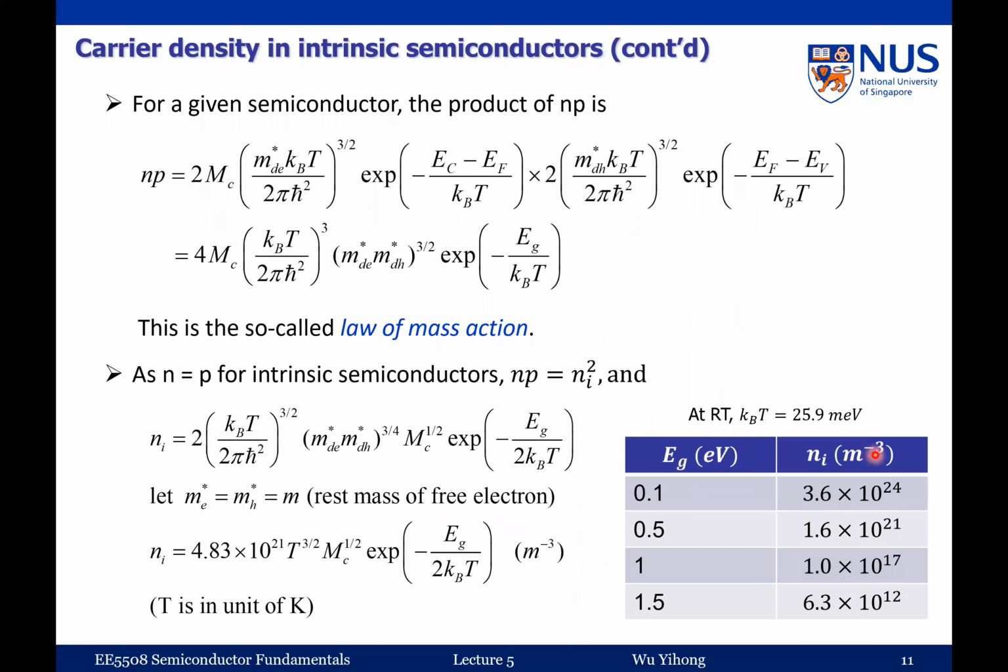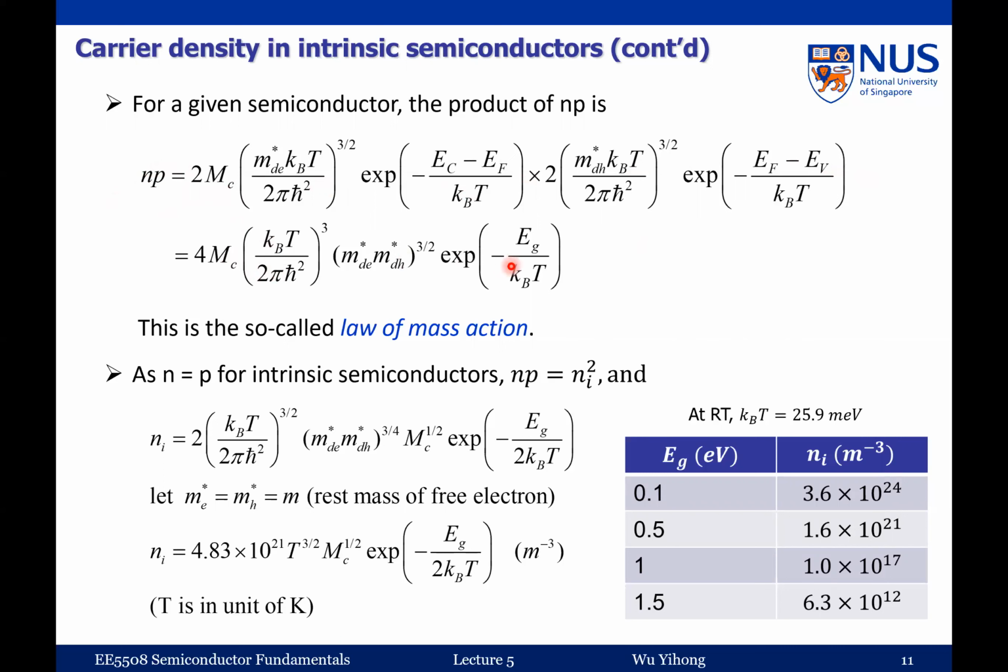So now, once you know this Fermi level for intrinsic semiconductor, you know the Fermi level is at the middle of the band gap, then we should be able to find out the carrier concentration, right? So since N and P are the same, we'll try to find out the NP product first. So again, we substitute N here and P here, then try to find the product.